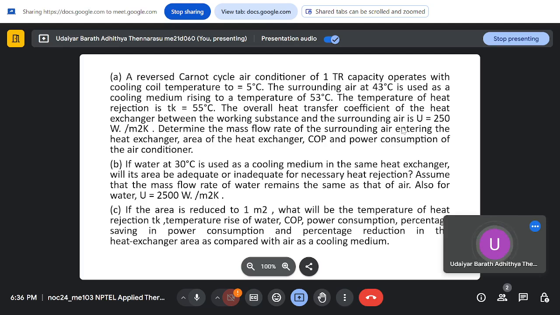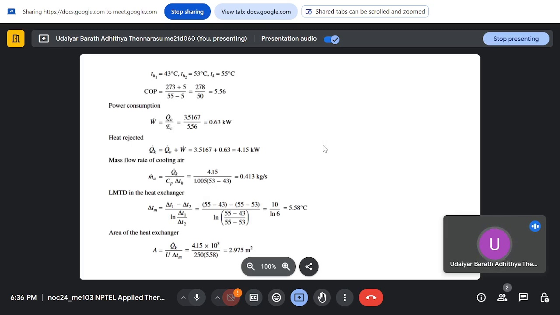The third part is, if the area is reduced to 1 meter square, what will be the temperature of heat rejection, temperature rise of water, COP, power consumption, percentage saving in power consumption, and percentage reduction in the heat exchange area as compared with air as cooling medium? So that is the third part of the question. We'll go one by one. We'll start with the first one.